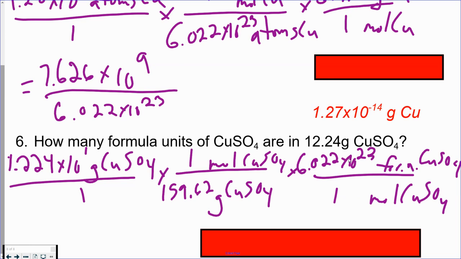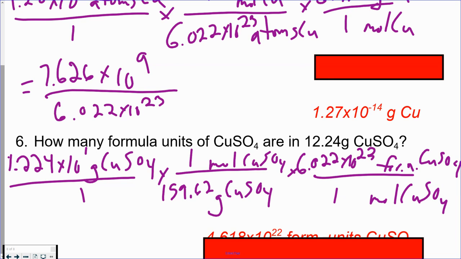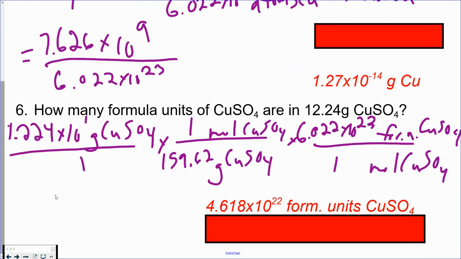So you multiply them and divide. Again, I recommend you make that additional stop before going here. And your final answer, however, for sig figs here, final answer as 4 sig figs, giving you 4.618 times 10 to the 22nd formula units, copper 2 sulfate.